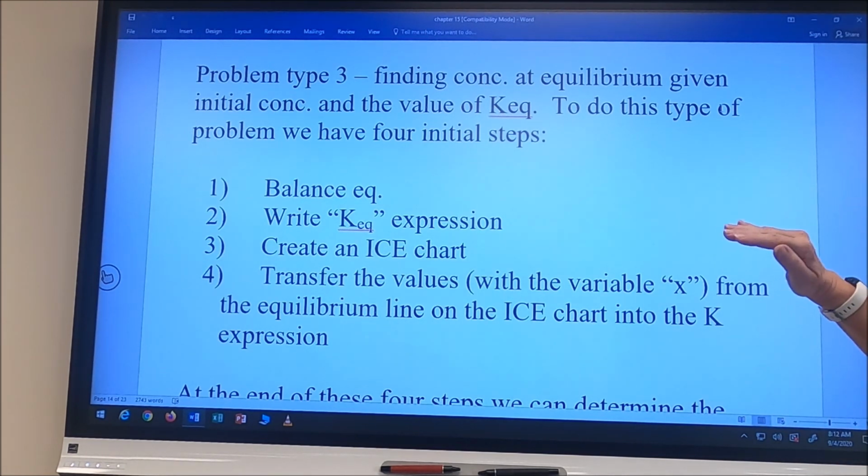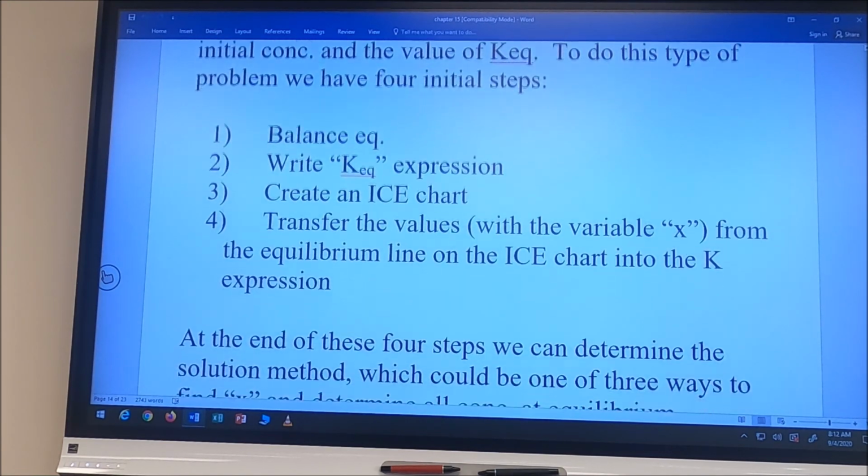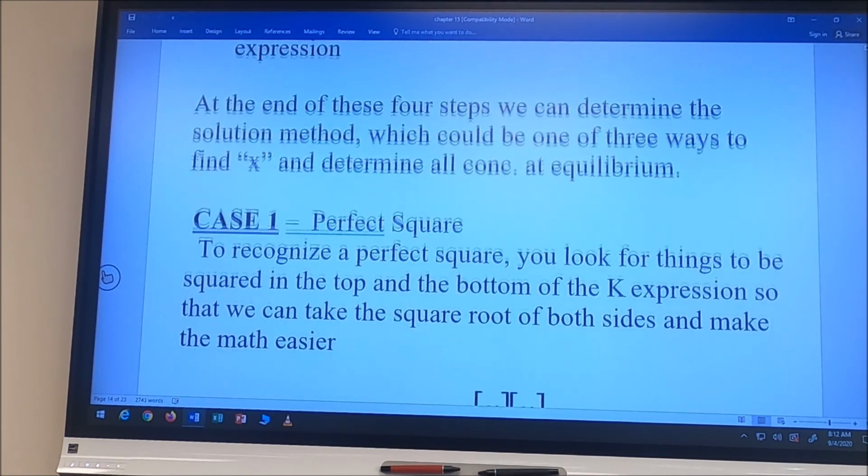Okay? So we're going to write a balanced chemical equation. We're going to write the equilibrium expression. We're going to create an ice chart. We're going to transfer those values with the variables from the equilibrium line of the ice chart into the equilibrium expression, and then we're going to solve. All right, there are 3 ways to solve this problem based on what the algebraic equation looks like when we've plugged into K.